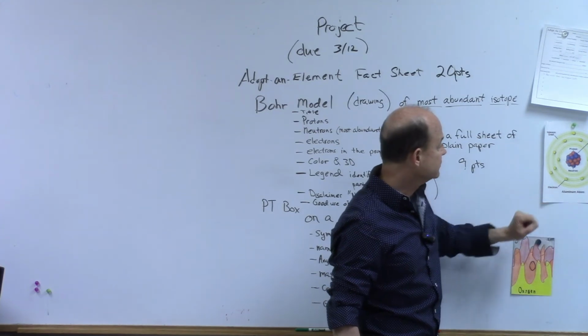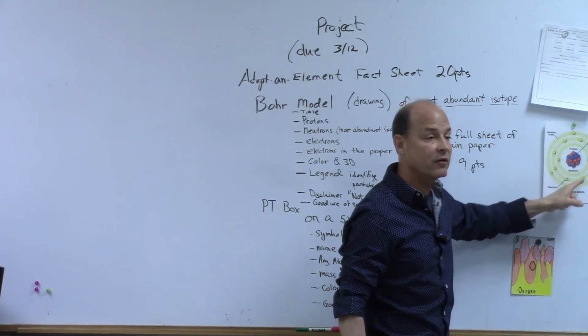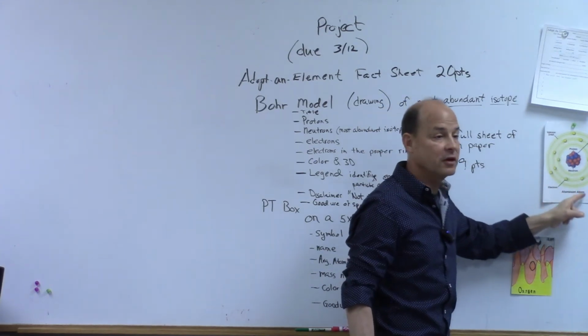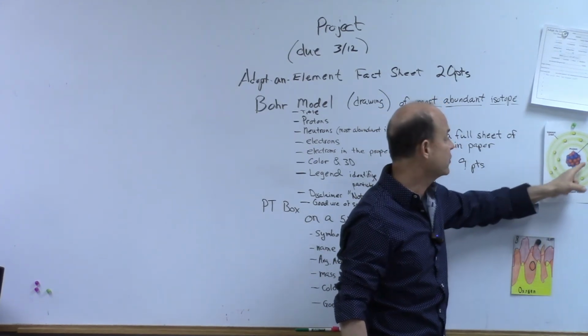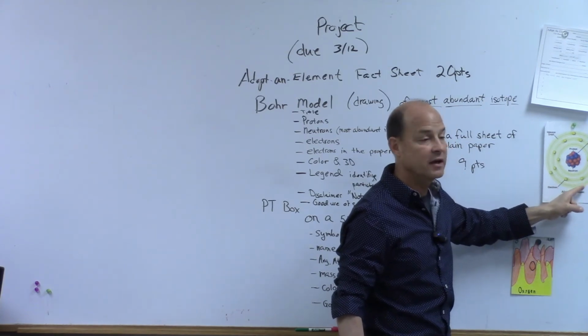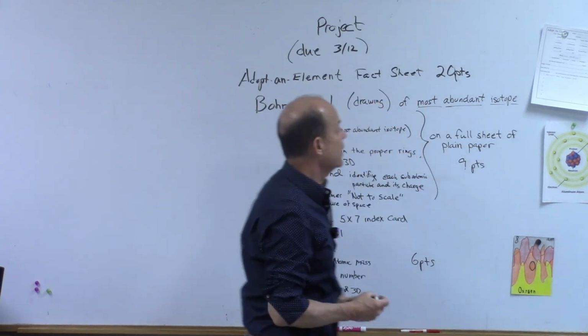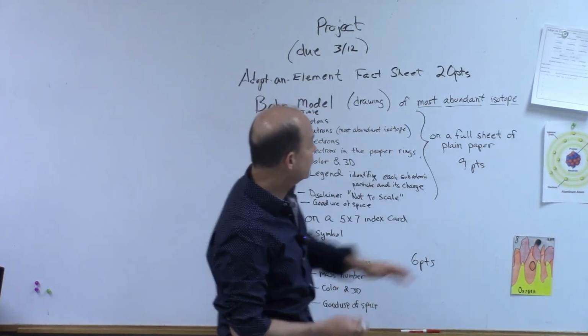It's got a title. You have to have the right number of electrons, and they have to be distributed in the right area. So you know that the first ring gets 2, the second ring can get up to 8, the third ring can get up to 8, the fourth ring, I'm not going to tell you about, okay? All right. And then that's worth 9 points.